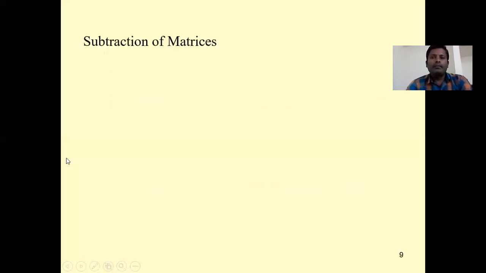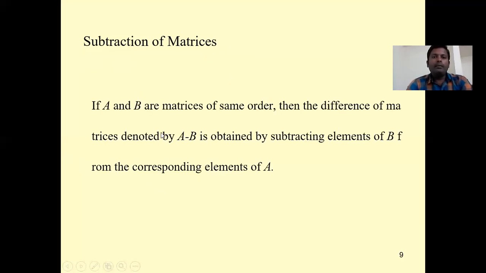Next, we go to the subtraction of matrices. If A and B are matrices of the same order, then the difference of the matrices, denoted by A minus B, is obtained by subtracting elements of B from the corresponding elements of A.